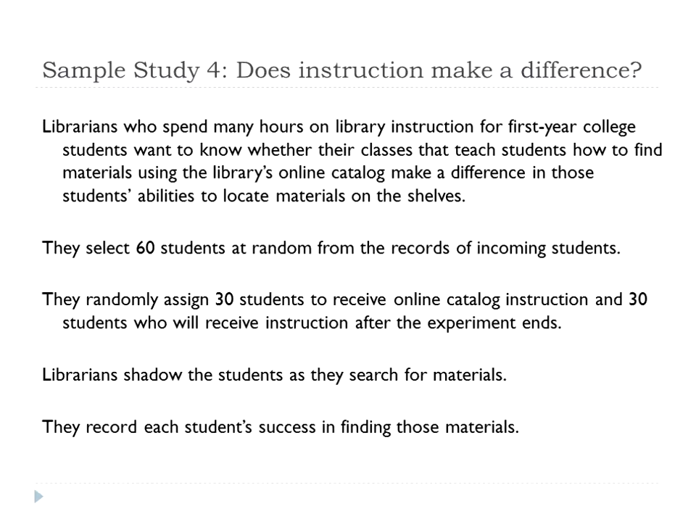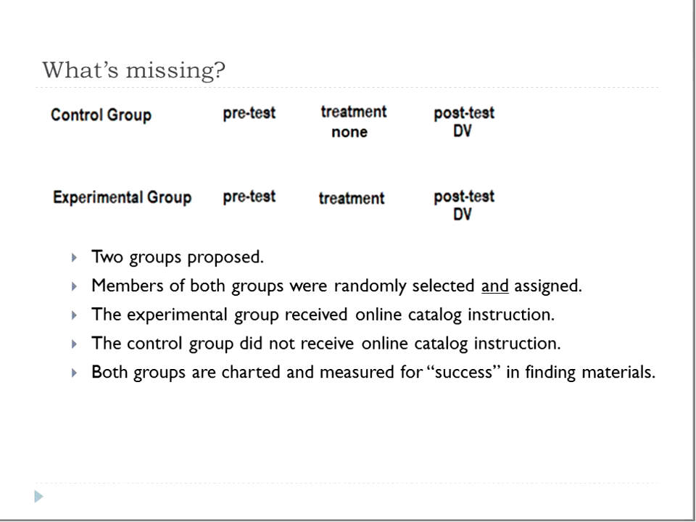The librarians in that famous study actually shadowed the students. They followed them and watched what they did as they searched for materials. Now, they had informed consent from the students. They understood they were going to be followed around, and that was part of participating in this study. The librarians recorded each student's success in finding those materials.